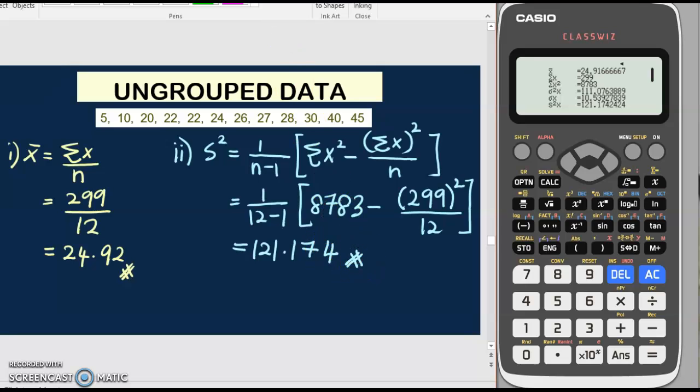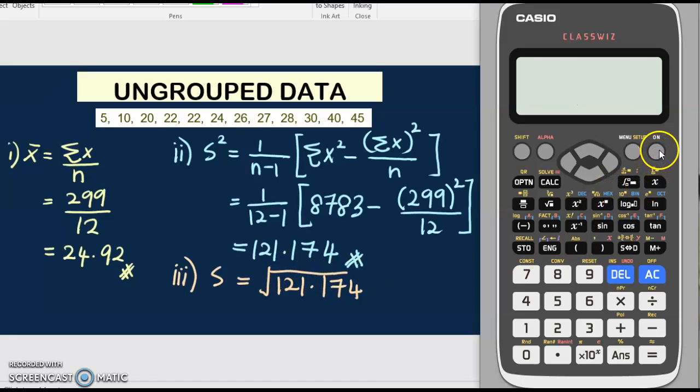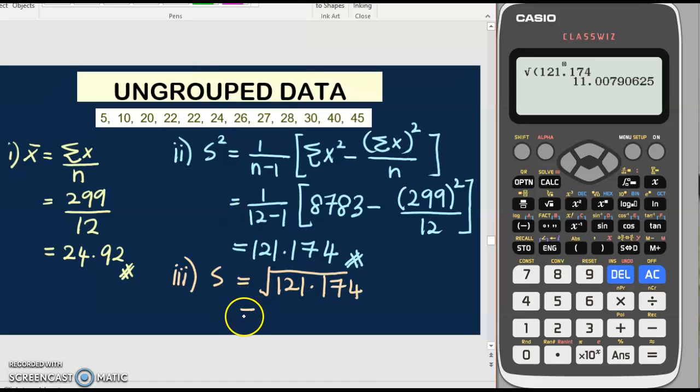And last but not least, we are going to find the standard deviation. Number 3, standard deviation will be s. We are going to calculate square root of 121.174, and then our answer will be 11.008.